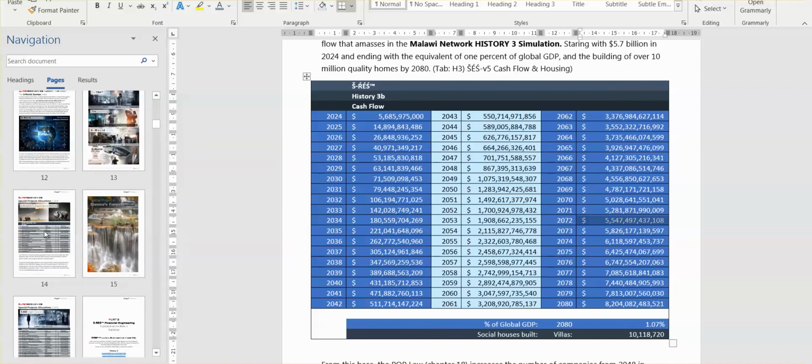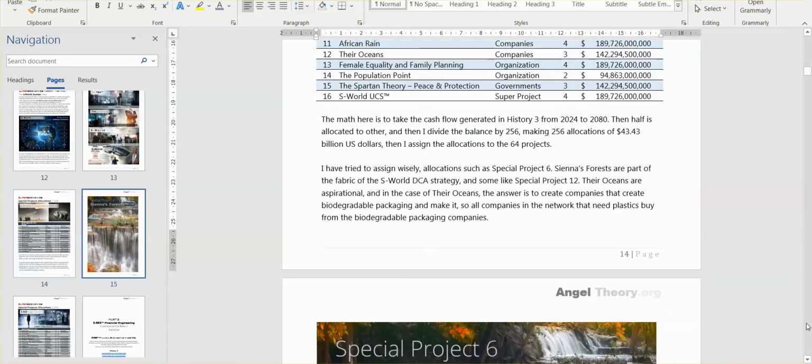Let me just see if I can find where it says that. Yeah, here it tells you. The math here is to take the cash flow generation history 3 from 2024 to 2080, then half is allocated to other, and then I divide the balance by 256, making 256 allocations of $43 billion. Then I assign the allocations to the projects.